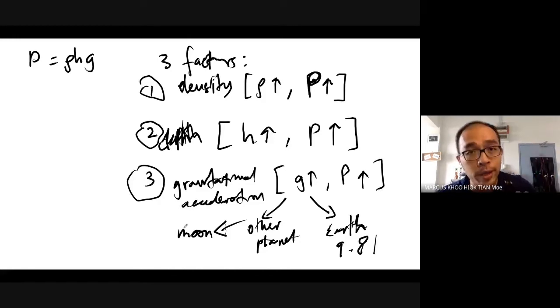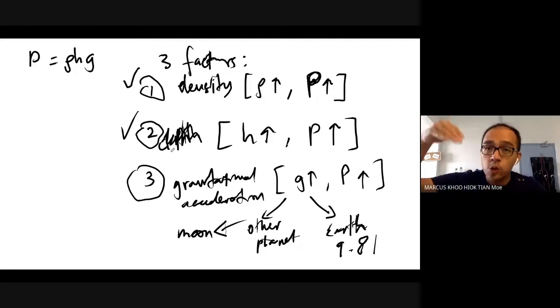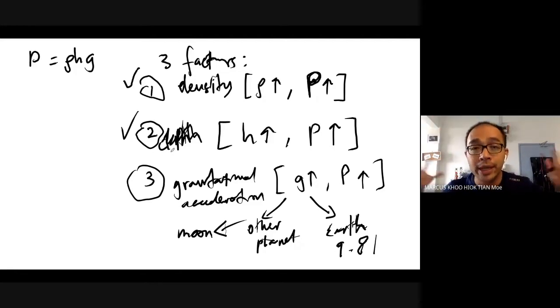So if you go swimming in the moon, if the moon had water, you can actually swim much deeper without feeling the pain, because the gravitational acceleration there is less than the Earth. Earth has a bigger gravitational acceleration, so we feel the pressure even more. But of all the three factors, the density and the depth are the most important, and especially the depth. The deeper you swim into the ocean, the bigger the pressure is.